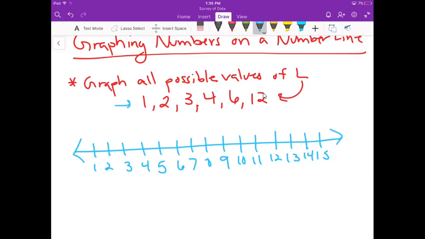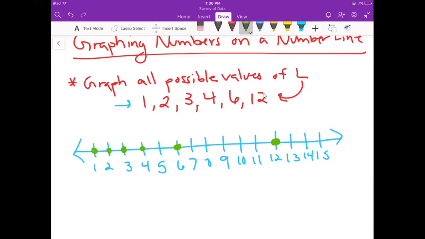Okay, so now I have my number line, but I need to specifically plot these numbers up here. So what I'm going to do is put a dot on the line for the numbers that I want to represent. So L could be 1, it could be 2, 3, 4, 6, or 12. And so now I can visualize all those different numbers that L can be.